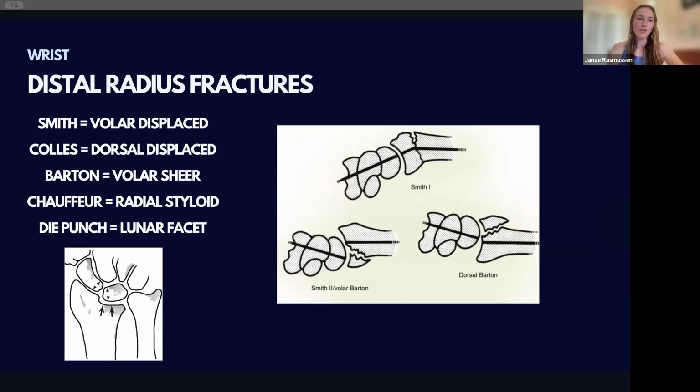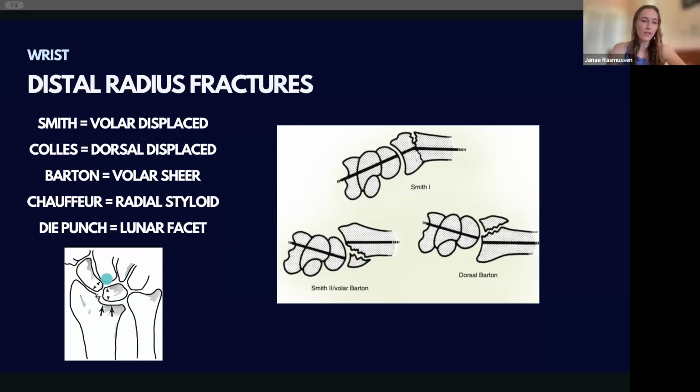One of the most common ones that you're going to be seeing is what we call a Colles fracture, meaning dorsally displaced. So dorsally displaced, meaning that it's going dorsal, versus a Smith, where you see it's volarly displaced. A Barton fracture, think about it more like a shear fracture. So that's what you can see here. A chauffeur fracture is just where it's affecting the radial styloid.